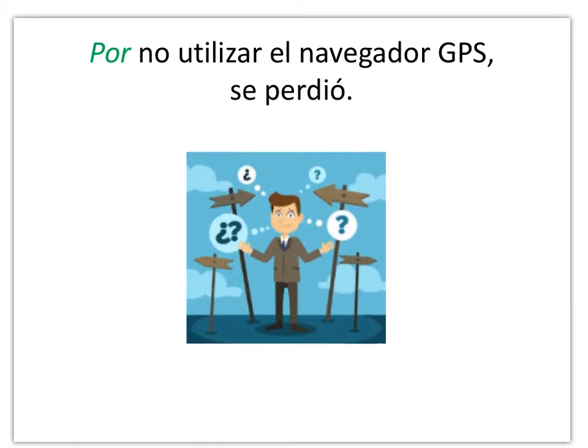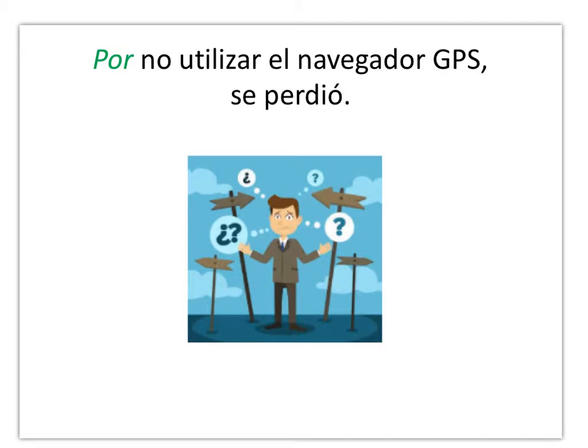Mucho más difícil, menos obvio. Por no utilizar el navegador GPS, se perdió. So what happened here? He what? He got lost. Why? He didn't use his GPS. So notice when we interpret this, we already are identifying a use of por. It's very obvious, even though the word order is what's not so obvious. So the meaning is obvious, but the grammar isn't so much.